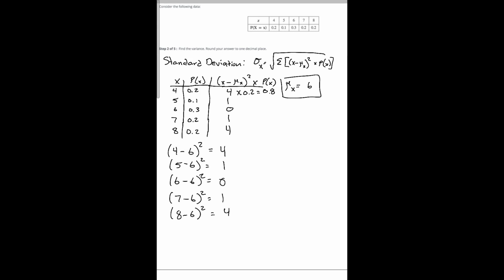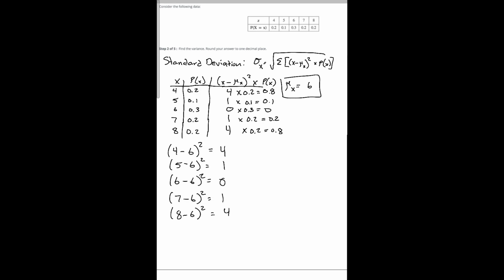And then we keep following the same pattern. 1 times 0.1, well, that gets us 0.1. 0 times 0.3, well, that gets us 0. 0.2 times 1, well, that gets us 0.2. And then 4 times 0.2, well, that gets us 0.8.